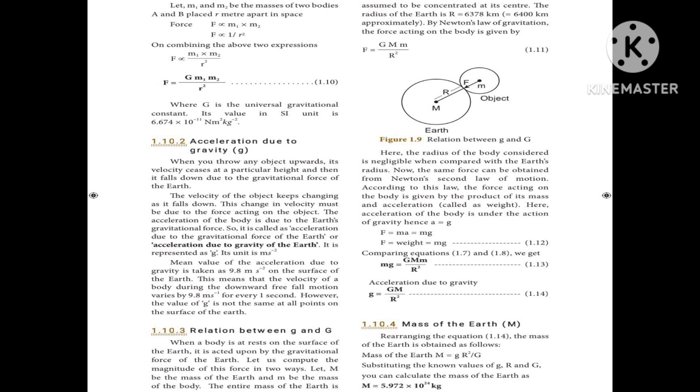Mass of the Earth, M. Rearranging equation 1.14, the mass of the Earth is obtained as follows. Mass of the Earth M equals g R square by G. Substituting the known values of g, R and G, you can calculate the mass of the Earth as M equals 5.972 times 10 power 24 kilograms.